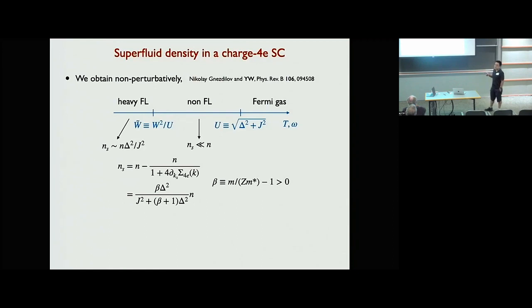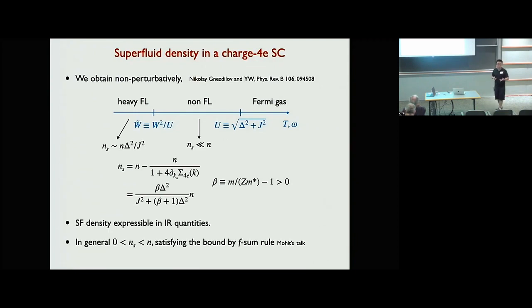Here, beta is a positive number. It's expressed in terms of the Z factor and the normalized mass. And in our calculation, we find this beta is always positive. Then you do see that the superfluid density is always smaller than the total density of the system. What is also interesting is that when the Charge-4e order parameter is small, the superfluid density is actually perturbative in the strength of your order parameter. This is very different from a Charge-2e superconductor, where no matter how small your order parameter is, ns is always equal to n, at least in the BCS superconductor.